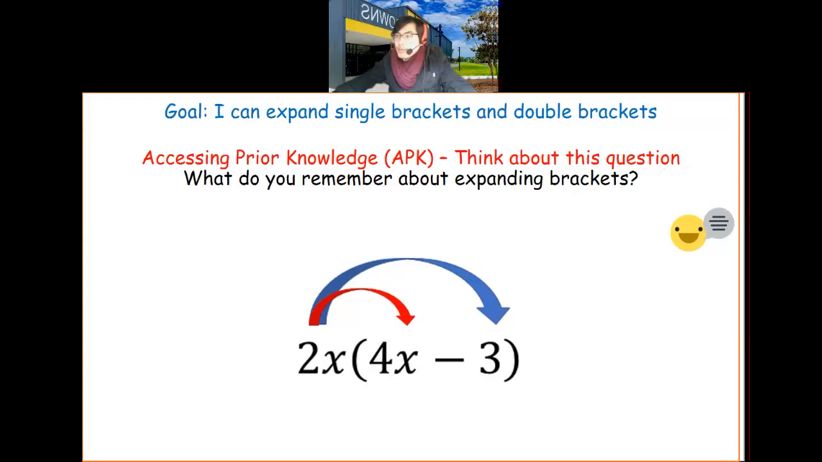Hopefully, people remember something about expanding brackets, especially using the arrows there as a sort of hint of what they need to do. But if you kind of forgot about how to expand the brackets, that's all right. I'll go through it again. Hopefully we can get some more practice for this one. Okay, so moving on here.